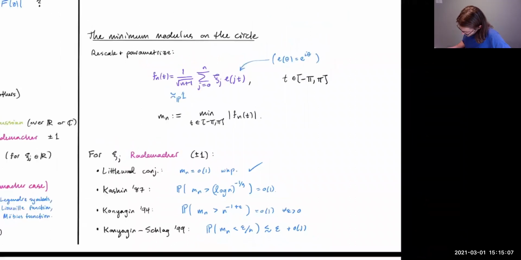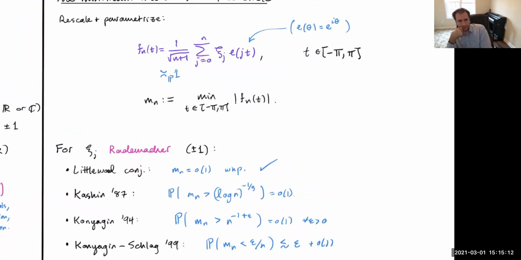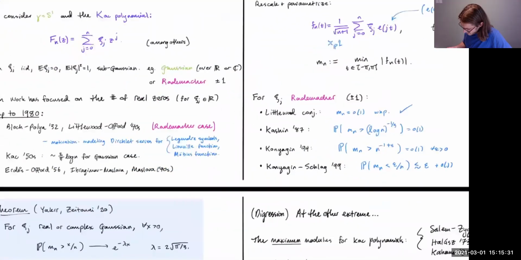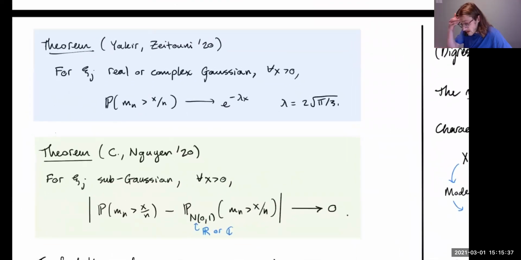Can I ask one other question? The expectation of Mn, is it known how it behaves when n goes to infinity? Well, I'm about to tell you what the distribution is. So our results, together with this other result of Yakir and Zaitouni, are that after scaling up by n, it has a limiting exponential distribution with rate 2 root pi over 3.